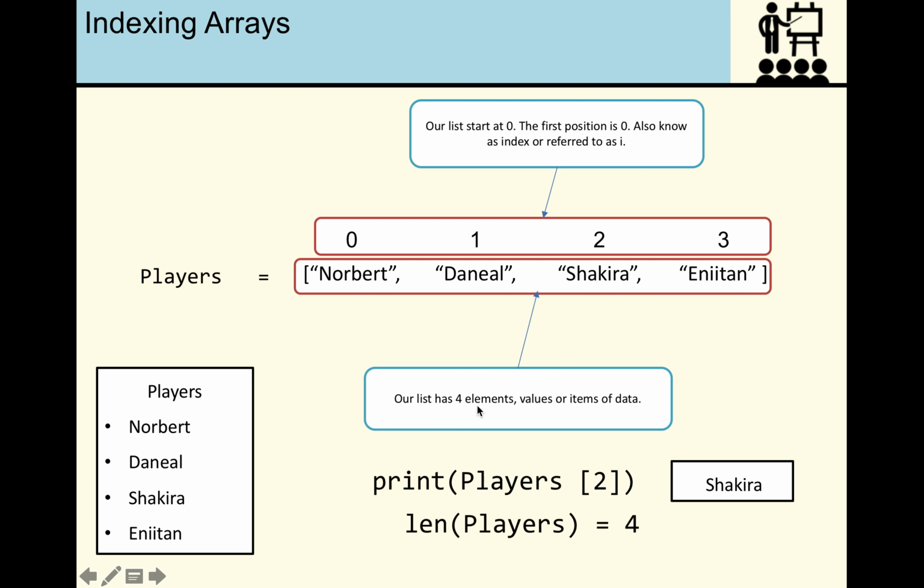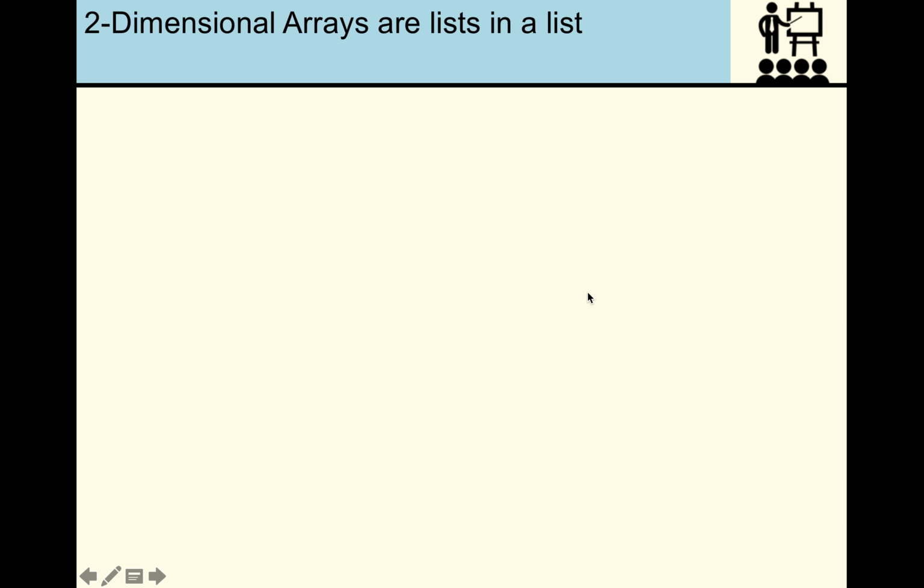Our list actually has 4 elements or values or data items. These could all be referred to as either elements, values, or items of data. Even though we've got 0, 1, 2, 3, that counts as 4 actual items of data within our single dimensional array. Now, moving on to two-dimensional arrays, which are essentially lists inside a list.